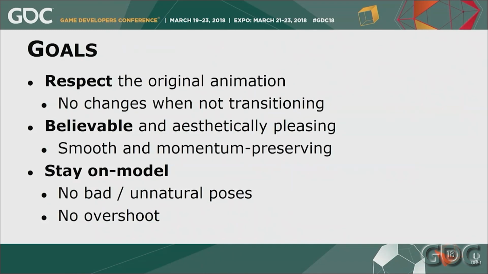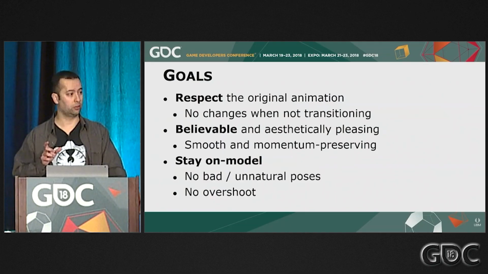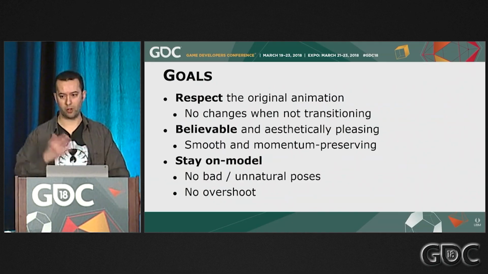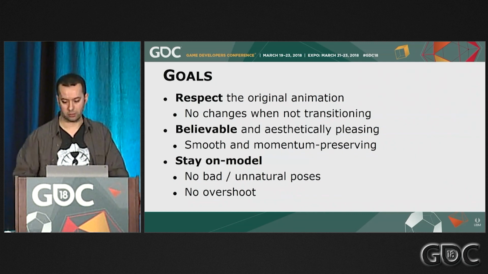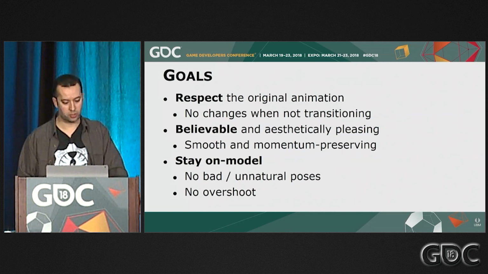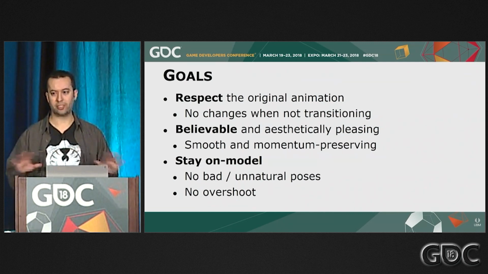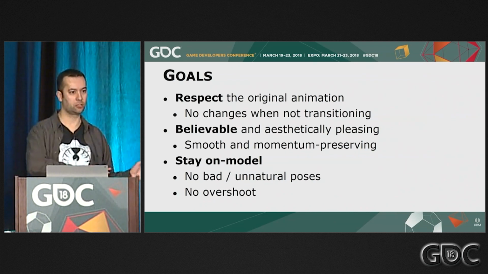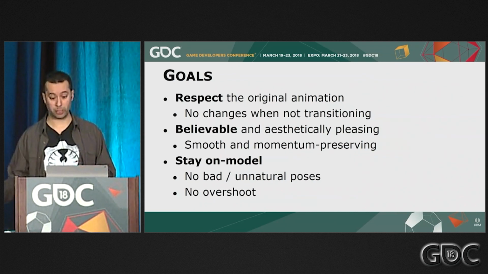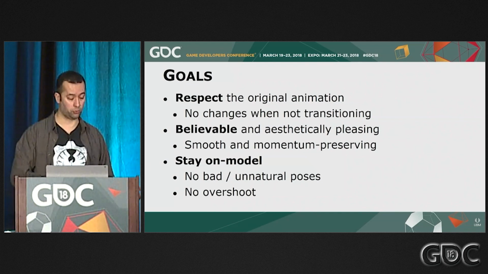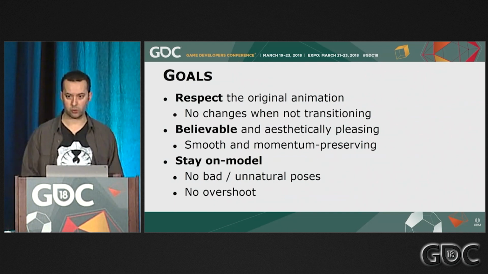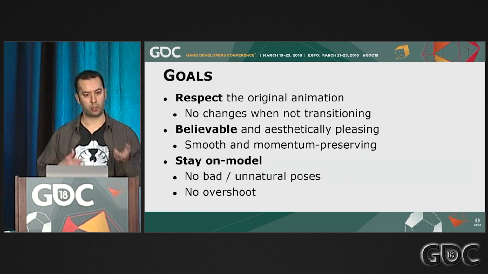The first one is to respect the original animation. What I mean by that is that during the transition, obviously we need to change things up. We know we're going to do something to make the input continuous. But when we're not transitioning, we need to leave the animation exactly as the animators authored it. That's both to respect their artistry, but also because for a game like Gears, there are important gameplay implications, right? The muzzle of the gun needs to be in the right place when I'm firing.